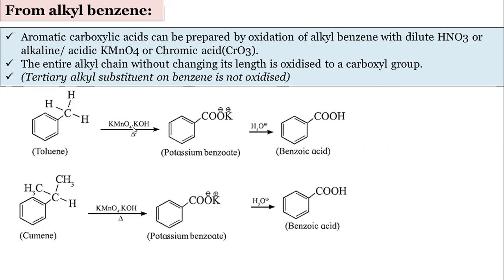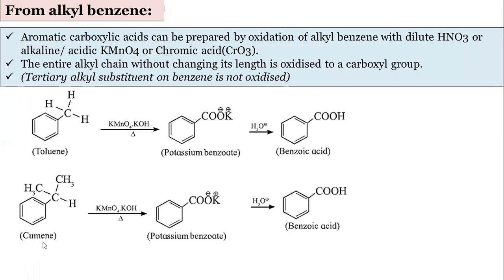There are many oxidizing agents. KMnO4 is there, then chromic acid is there, copper powder is there, then K2Cr2O7 is there, then Na2Cr2O7 is there. All these are oxidizing agents. When this toluene is treated with a strong oxidizing agent like KMnO4 in the presence of alkali, we get the salt first. Potassium benzoate salt is prepared, and this salt after hydrolysis gives benzoic acid. Directly in one step you can show at the time of exam, toluene when oxidized gives benzoic acid.